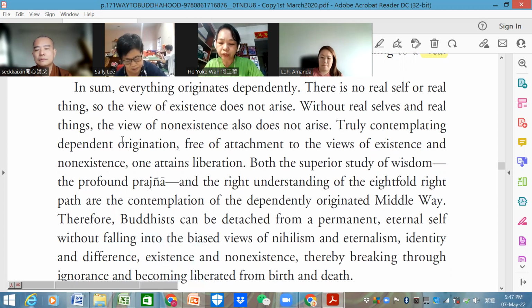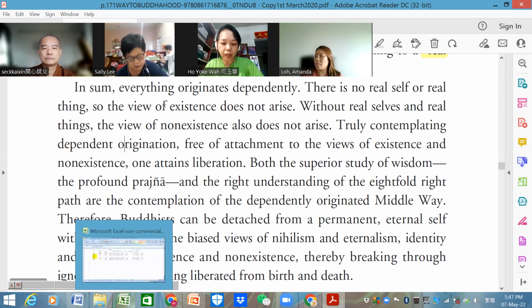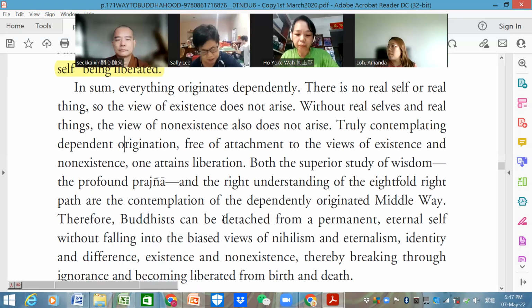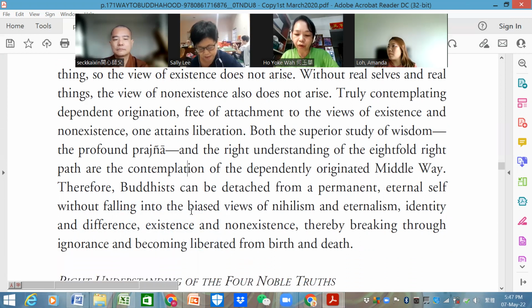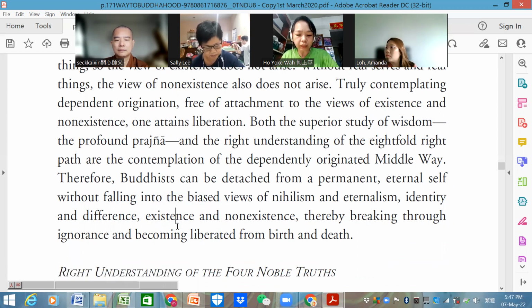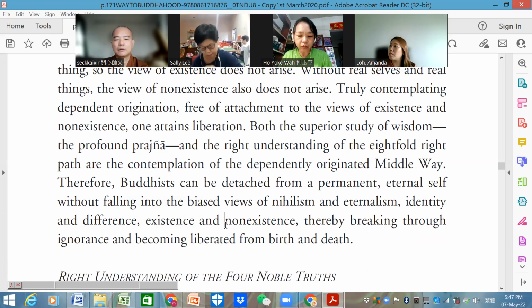Both the superior study of wisdom, the profound prajna, and the right understanding of the Eightfold Path are the contemplation of the dependently originated middle way. Therefore, Buddhists can be detached from a permanent eternal self without falling into the biased views of nihilism and eternalism, identity and difference, existent and non-existent, thereby breaking through ignorance and becoming liberated from birth and death.